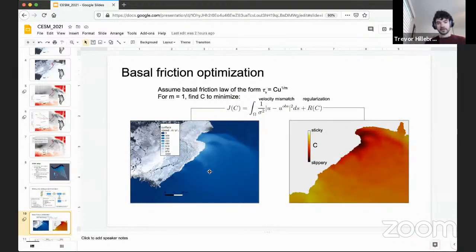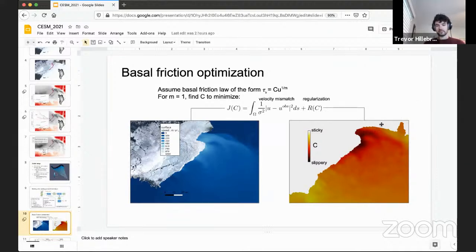So we begin by optimizing the basal friction field using this inverse approach. So we assume a power law form of the basal friction relationship, and then we invert for C, this coefficient, using an exponent of 1. So we're actually inverting for the linear basal friction law to minimize this cost function that includes both the mismatch to velocity observations and this regularization term to keep our friction coefficient smooth.